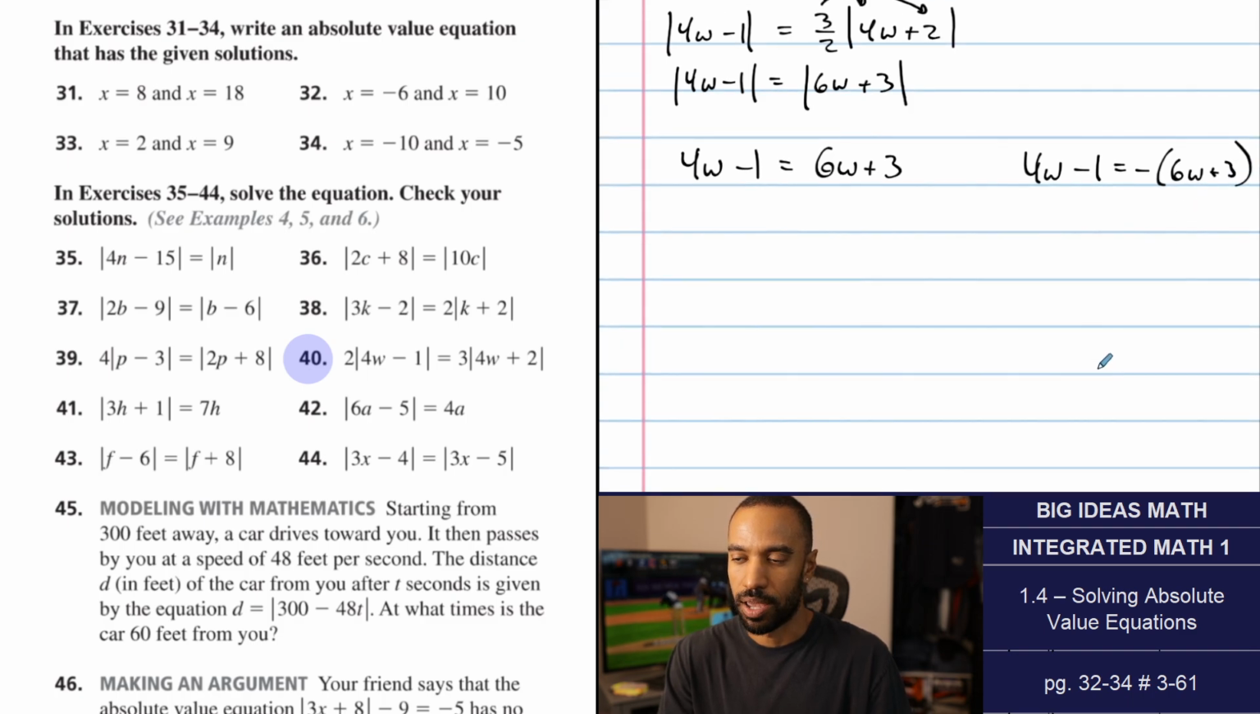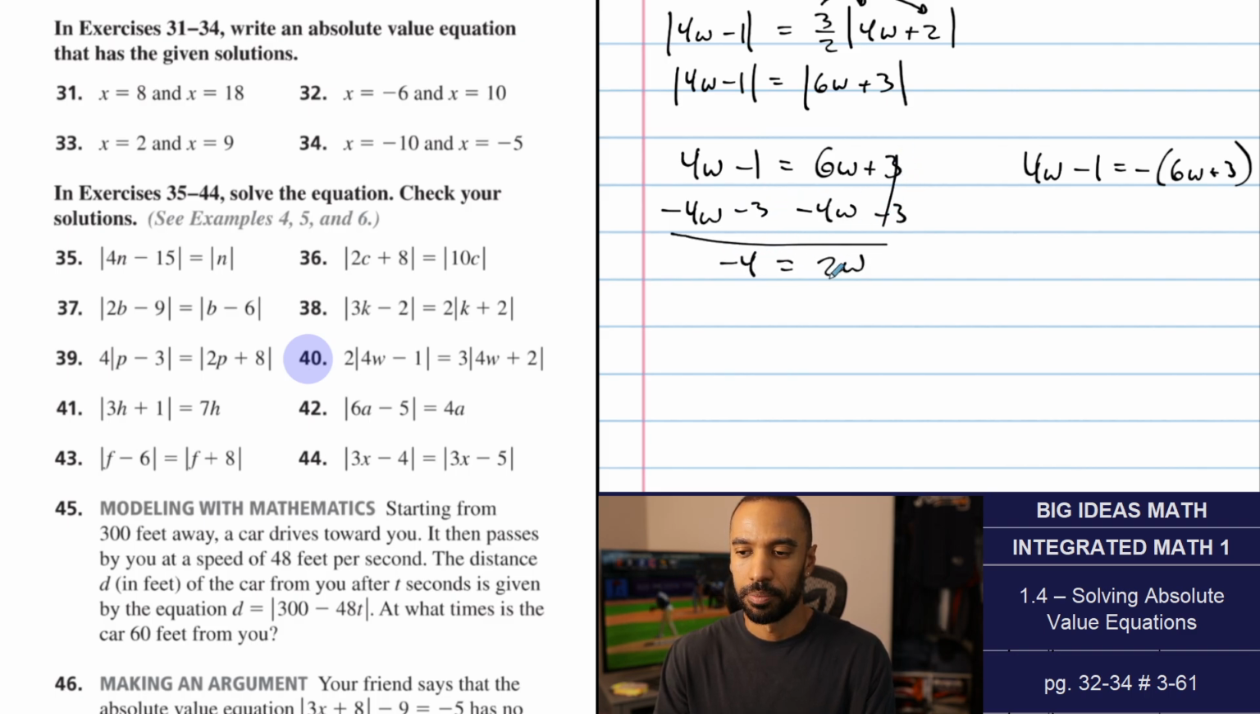Which means distribution, right? This time, to get my variable terms positive, I'm going to subtract 4w from both sides to get 2w. And here we'll subtract 3 from both sides to get negative 4. Divide both sides by 2, and we'll get w equals negative 2.